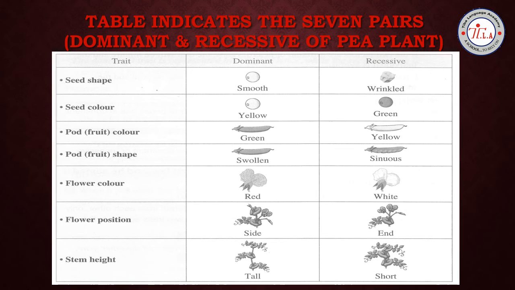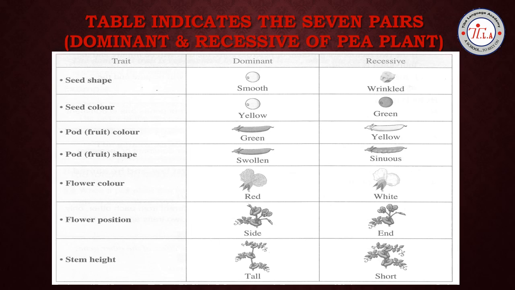This table indicates the 7 pairs, dominant and recessive, of pea plant. In seed shape, dominant is smooth, but recessive is wrinkled. Dominant in seed color is yellow, but recessive is green. Pod or fruit color, dominant is green, but recessive is yellow.